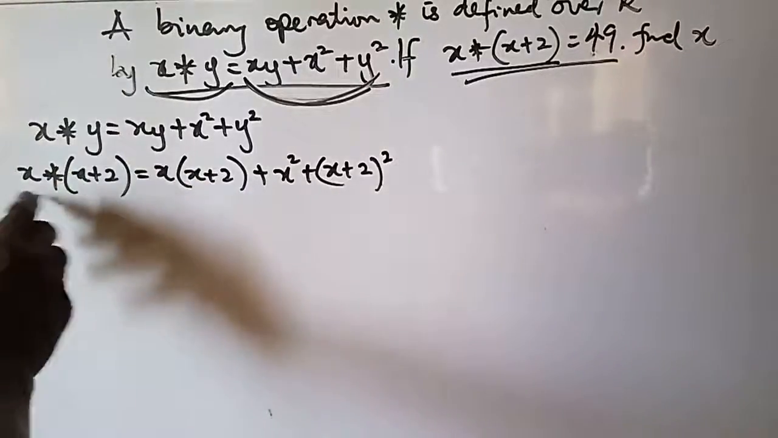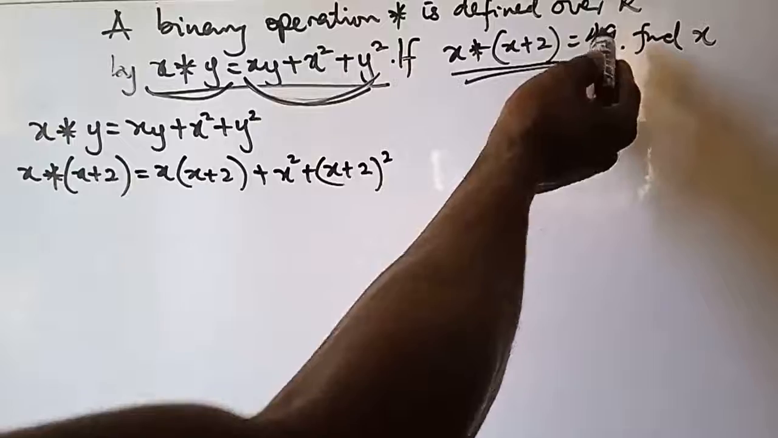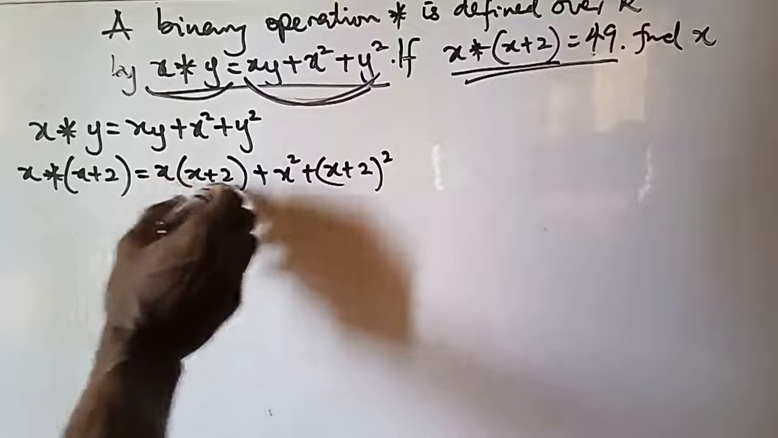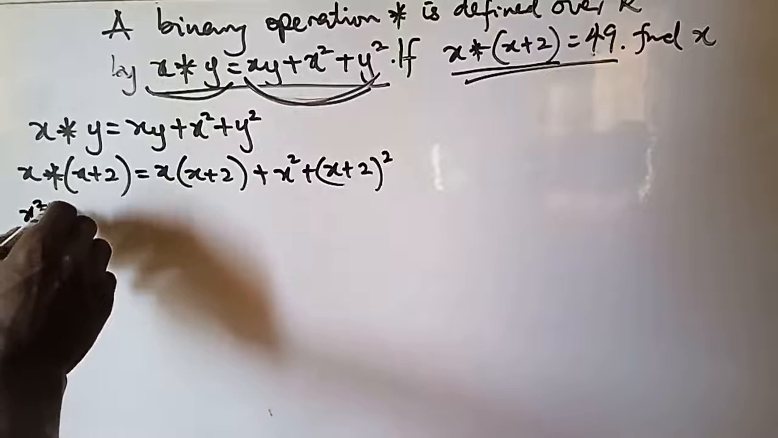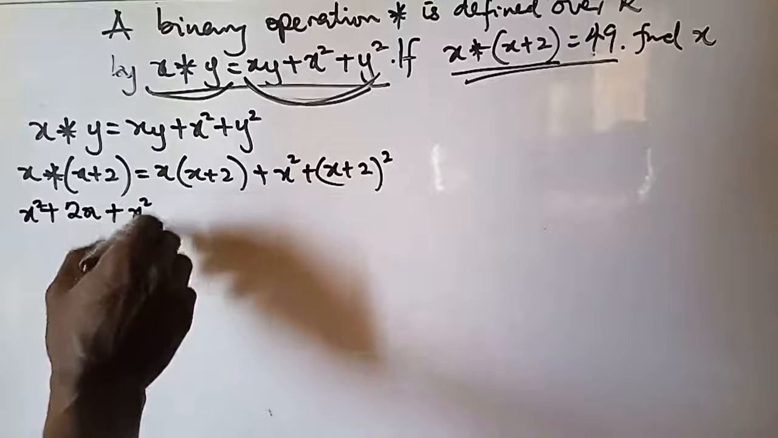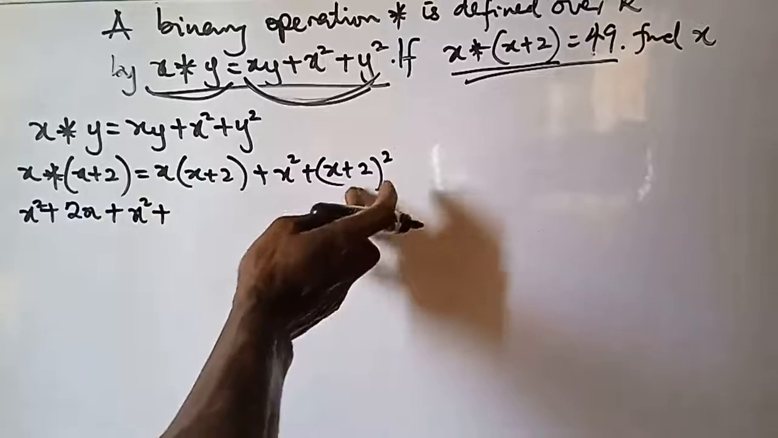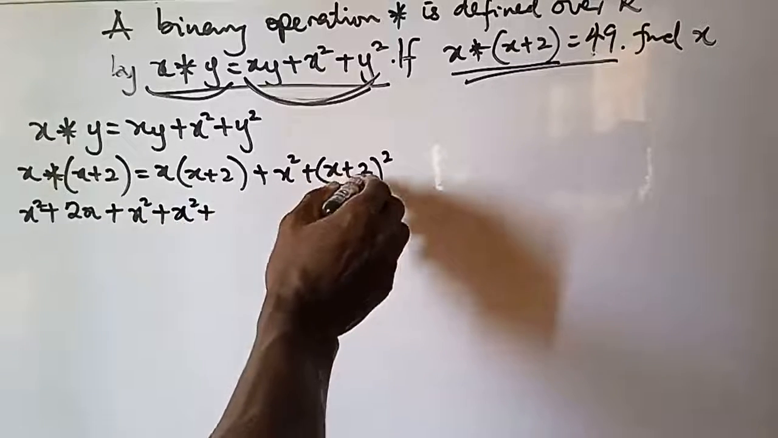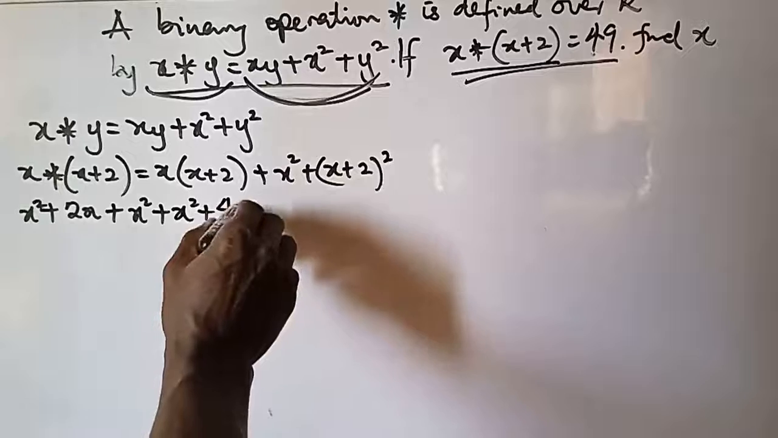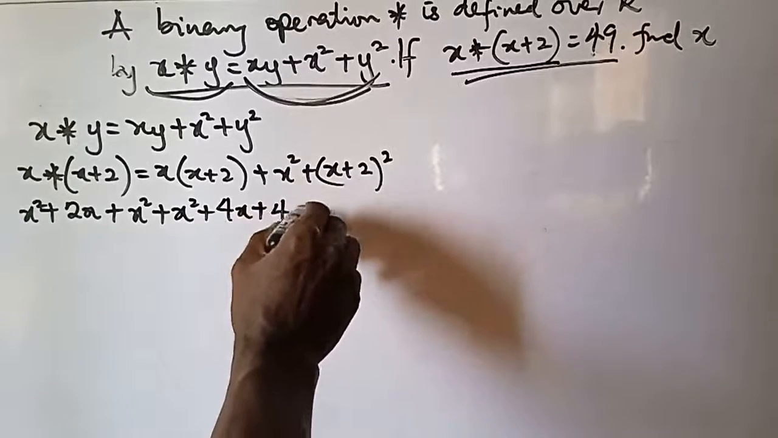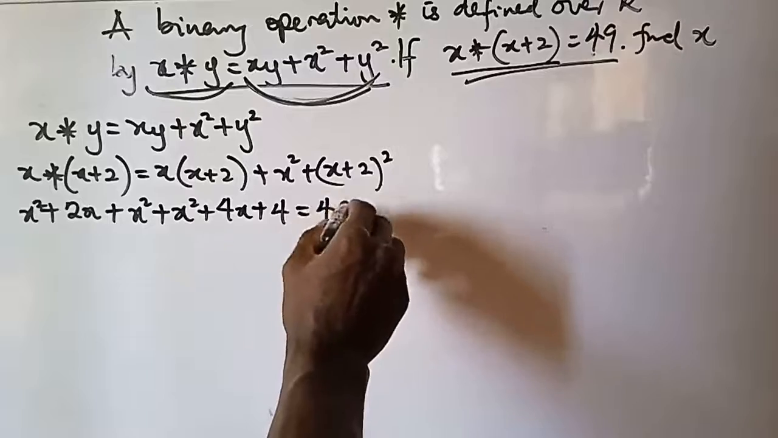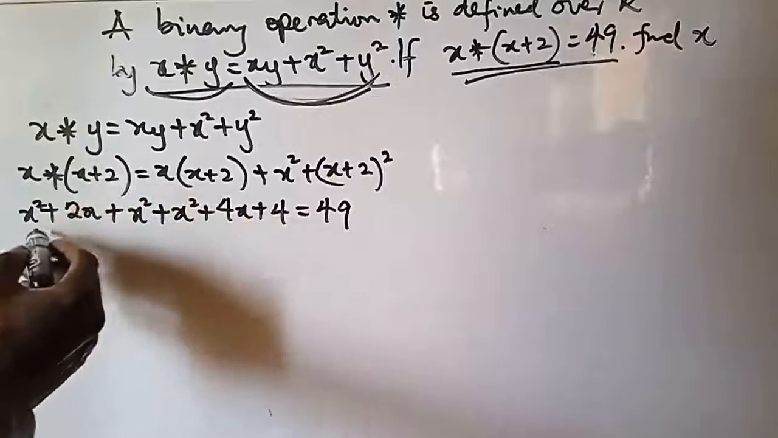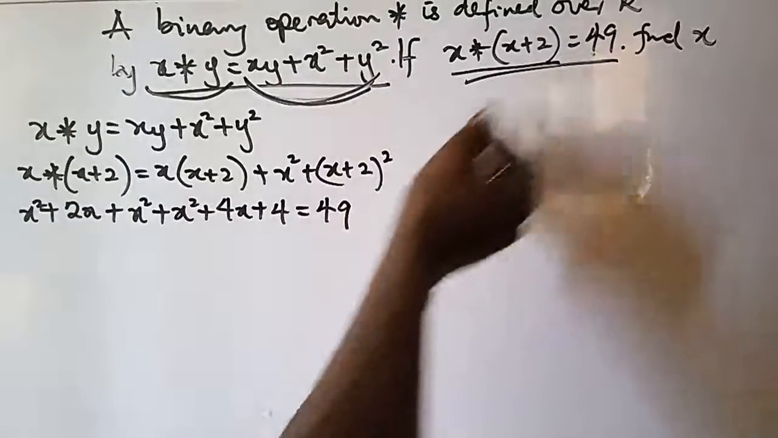But remember that this whole expression is 49. But before we get that, let us express this. In opening this bracket, x times (x plus 2) is x squared plus 2x, plus x squared. Now plus, if you open this one, this is x squared plus 4x plus 4, all equals 49. Take note that this whole expression equals 49.